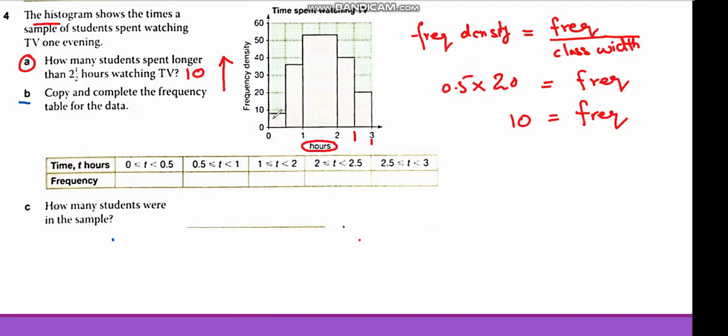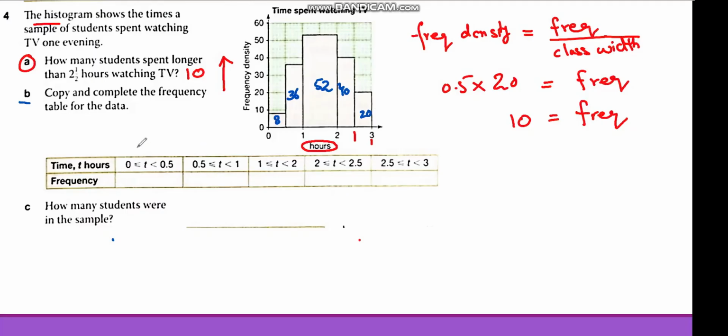So first of all, we can mention the frequency density for each bar over here. Like in this interval, the frequency density is 8. And in this interval, the frequency density is 36. Then it's 52. Then it's 40, and then it's 20. So we can just multiply the frequency density with the class width to get the frequency over here.